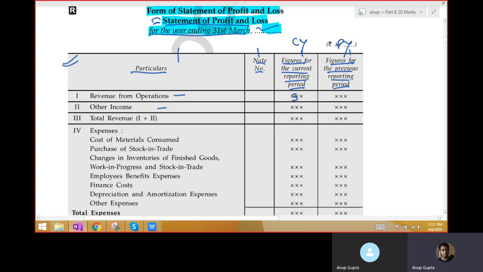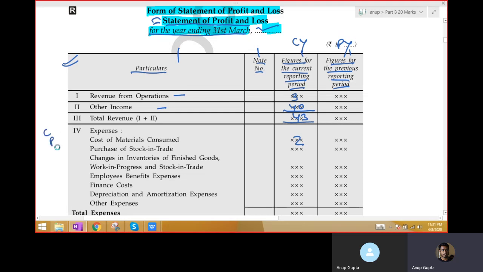So if it is 3 and if it is 40, then this is 43. And what we'll do after this, we'll close it. Okay, done. Then we come to expenses. Then we will add the cost of expenses.